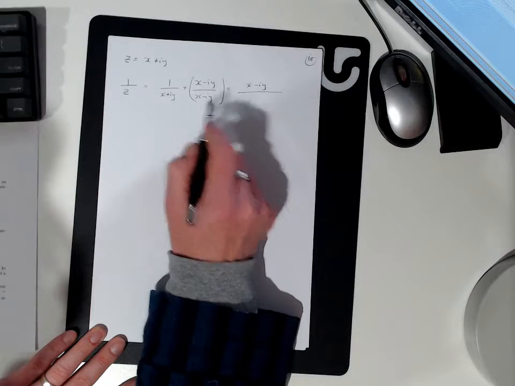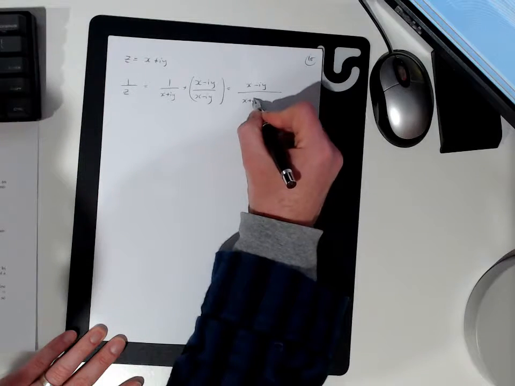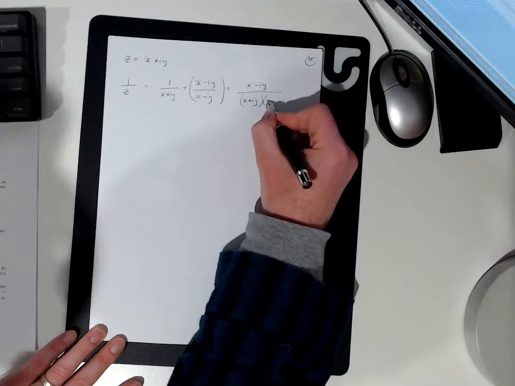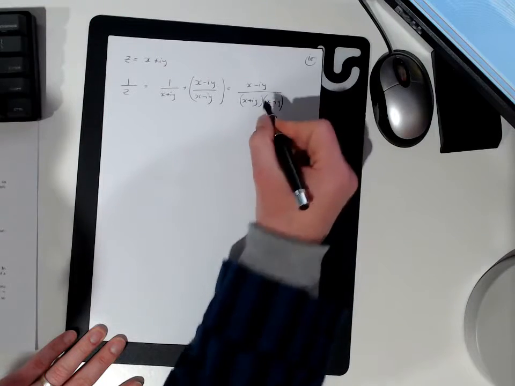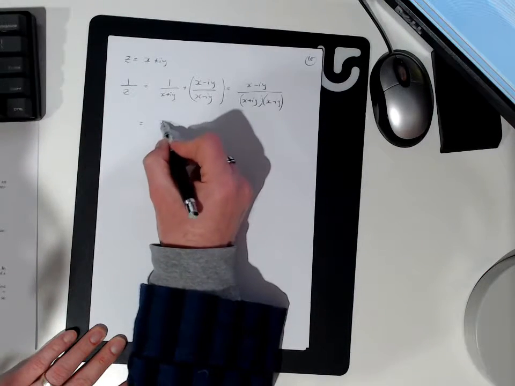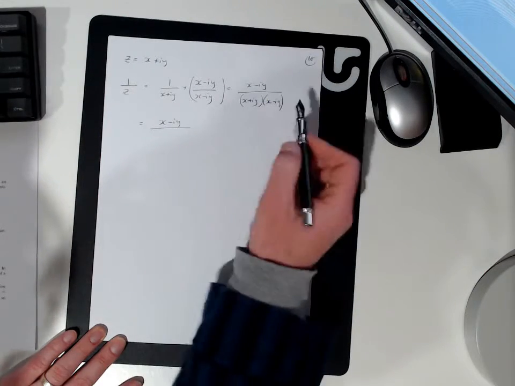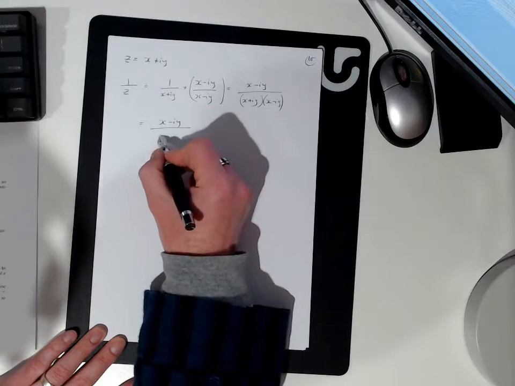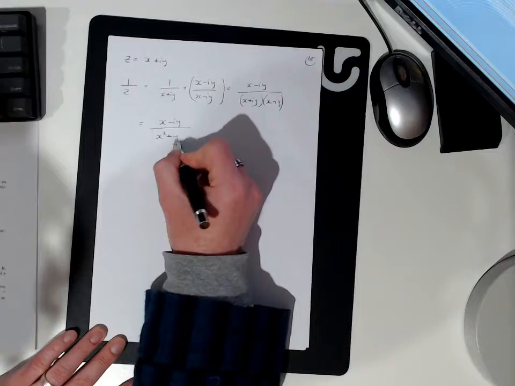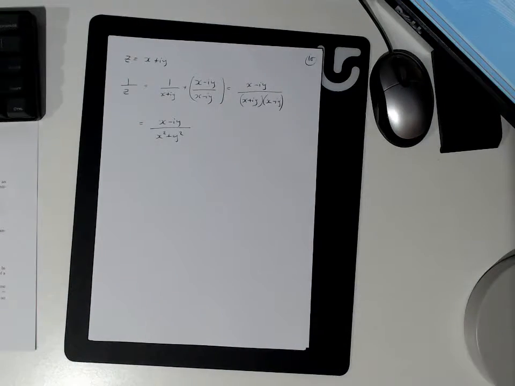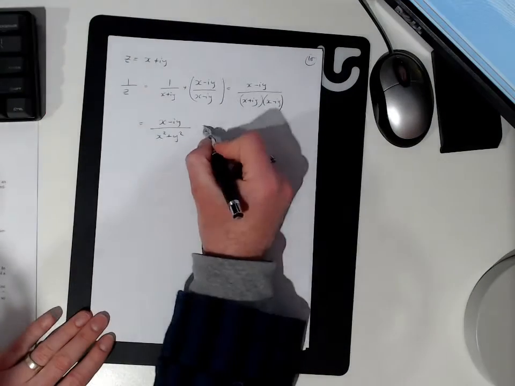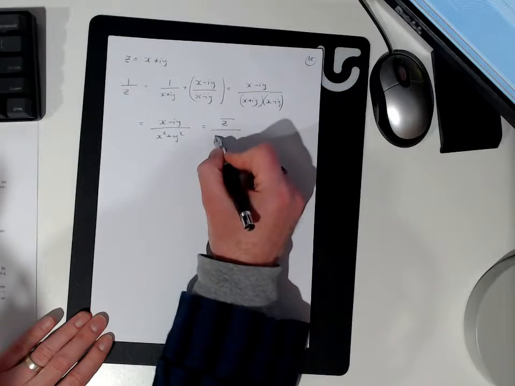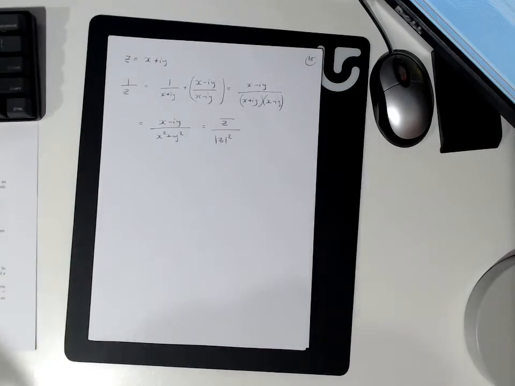I'll explain it in a moment, but it is true, and you can prove it. So this times that, x plus I y, x minus I y, because that is the conjugate of that, and we know from earlier on that this ends up being x squared plus y squared, which of course is equal to, as we had before, the conjugate over the modulus squared.